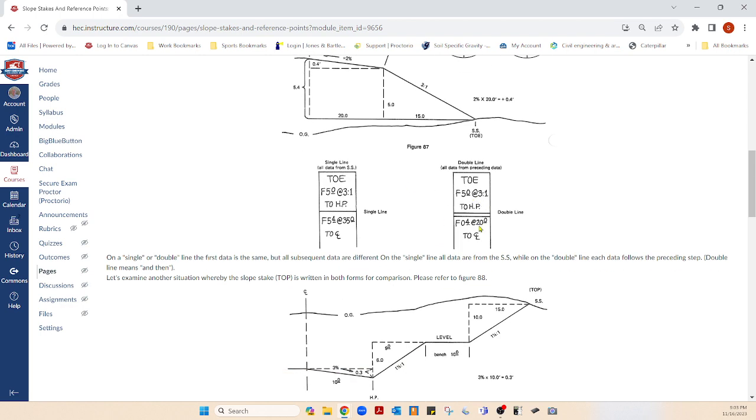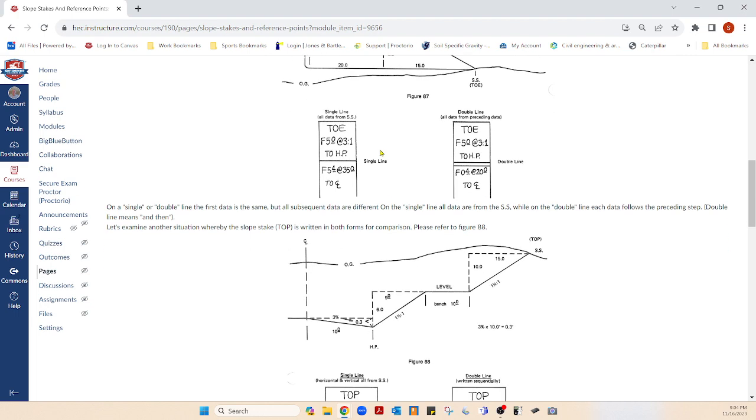So this is a real simple view or illustration of the difference between a double line and a single line. Again, all of these reference stakes now, there'll be one extra stake. We're starting at the reference stake when we're doing these things. This one would even have an and then if we were to go on with it.